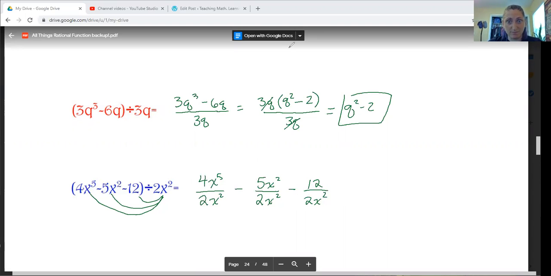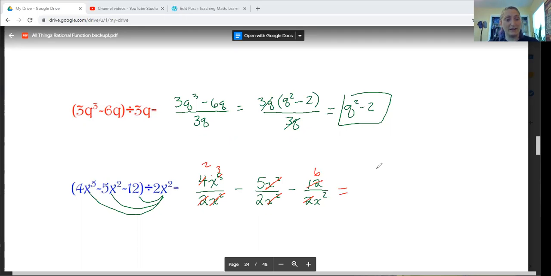All right, now let's cancel. I'm gonna change my color, because why not? That would be gone, and this would turn into a 2. This would be gone, and this would have 3 x's left, so it would be x to the 3rd minus. 5 and 2 don't cancel, but their x squareds go away, and we're left with a 6.